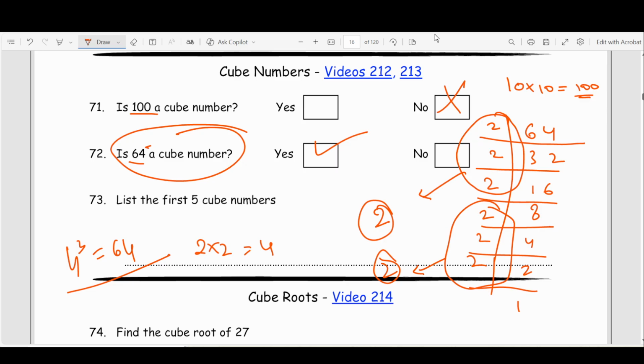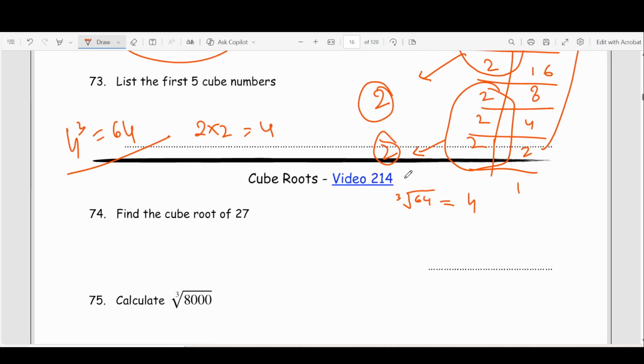Suppose the question gives us, and that's how we write cube root, find cube root of 64. How would you find? Do the same method, okay? And that's how you got cube root of 64 is 4. Okay? Can you try to find a cube root of 27? First do 27.